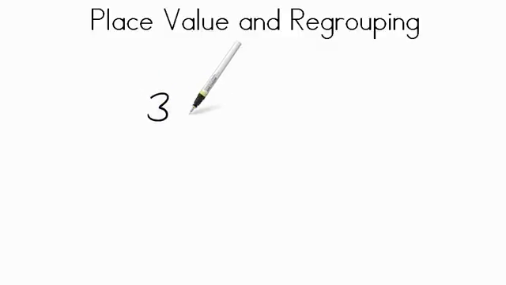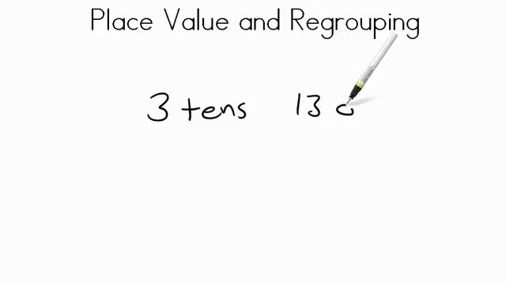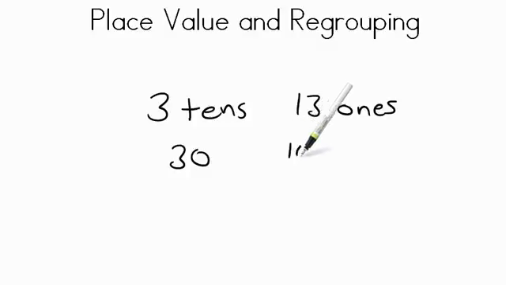Imagine we have 3 10s. And we have 13 ones. Can we change that over so that we have more 10s and fewer 1s? Well, 3 10s is the same as 30. And 13 ones is really 10 and 3. So if we have 10 and 3, we have a 10 here. So can we change this around so that we have more 10s and only a few 1s?